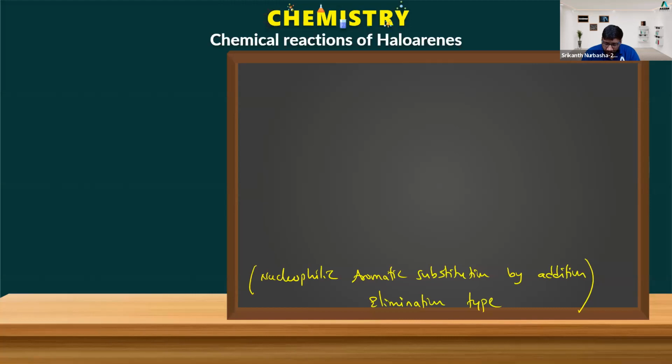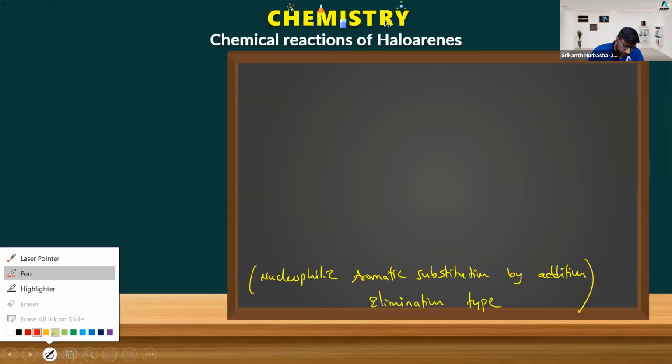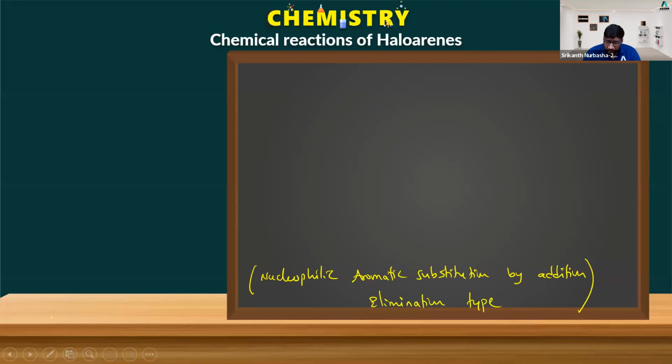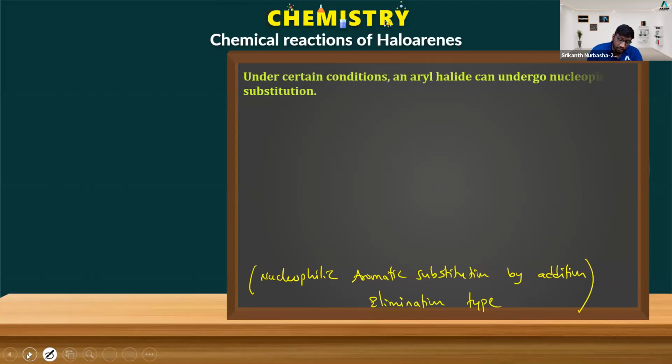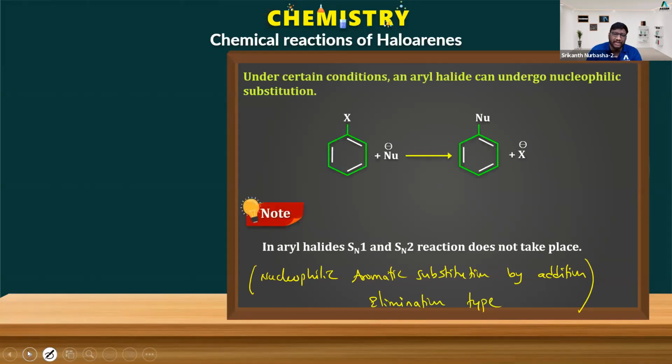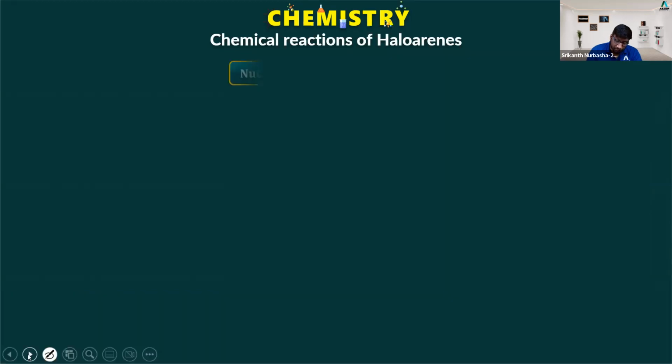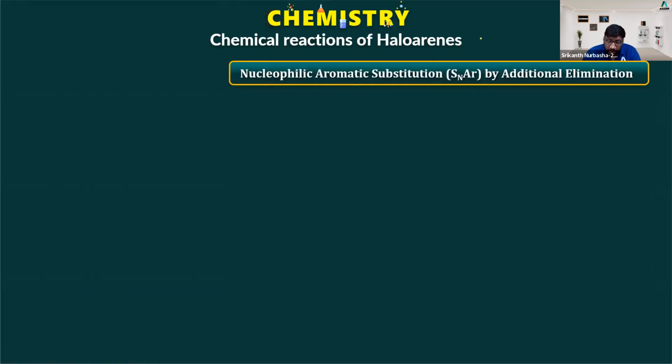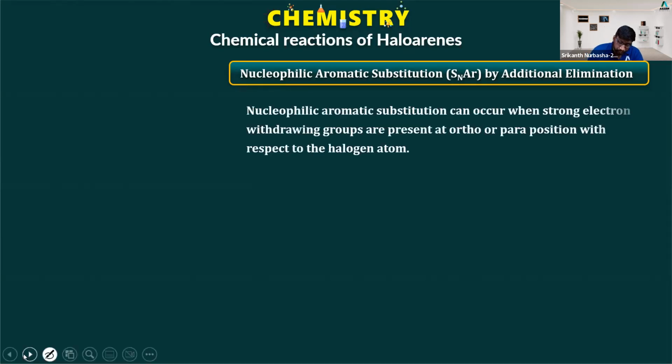So because of this, a nucleophilic aromatic substitution is going to happen. SN1 SN2 are not possible. The nucleophilic aromatic substitution by addition elimination type reaction is going to happen in the case of aryl halides, and that will also happen at some high temperature and pressure conditions. So this is what I am talking about, nucleophilic aromatic substitution, SNAr, by addition elimination type. It has a different mechanistic path when compared to the general SN1 or SN2. Nucleophilic aromatic substitution can occur when strong electron withdrawing groups are present at ortho and para positions.